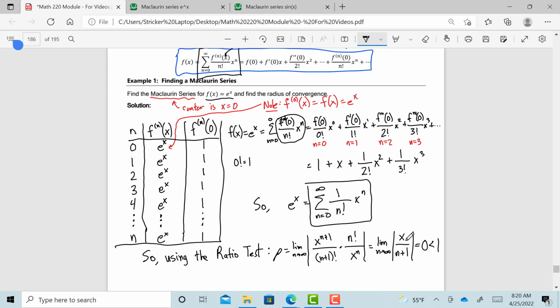Now, remembering what we talked about in section 6.1, what does that mean about our r? That means it's going to converge for all values of x, because no matter what value of x we plug in right here, rho is always equal to 0, which is always less than 1, so it's always going to converge, which means r is equal to infinity. That means for every single value of x, e to the x is equal to this infinite sum, this power series. And so that is a pretty cool thing.